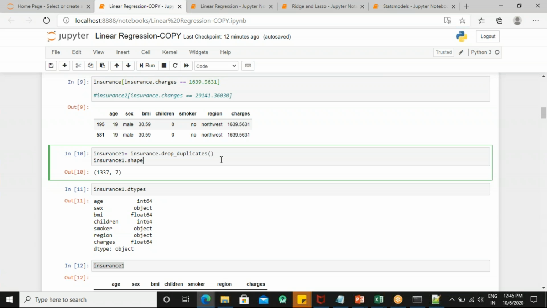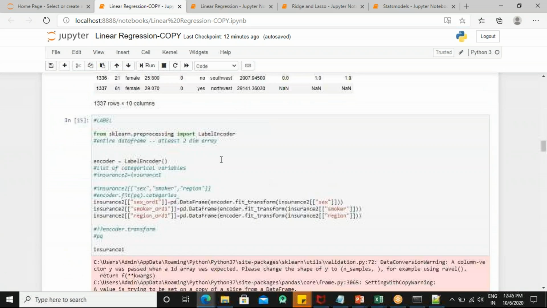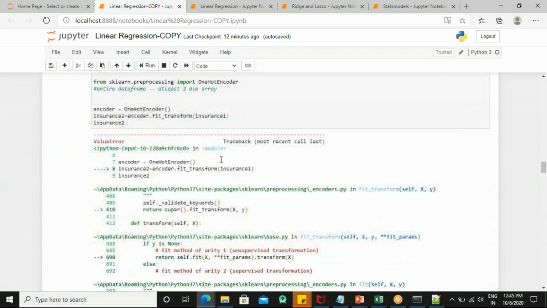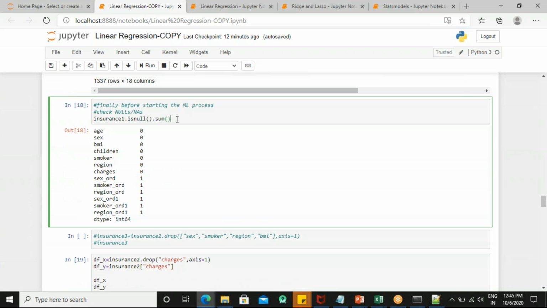Okay, during your EDA, you use certain methods, maybe for creating a derived variable or something, and nulls got introduced in your data, but you didn't check it later. So that's not the right thing. You should check it. So this is why I was telling you at this point. Finally, even before starting the ML process, I am again checking for nulls and NAs, and I have to treat them also. कि भाई ये क्यों इंट्रोड्यूस हो गए मेरे डेटा में, ऐसा मैंने कौन सा फंक्शन यूज किया था.